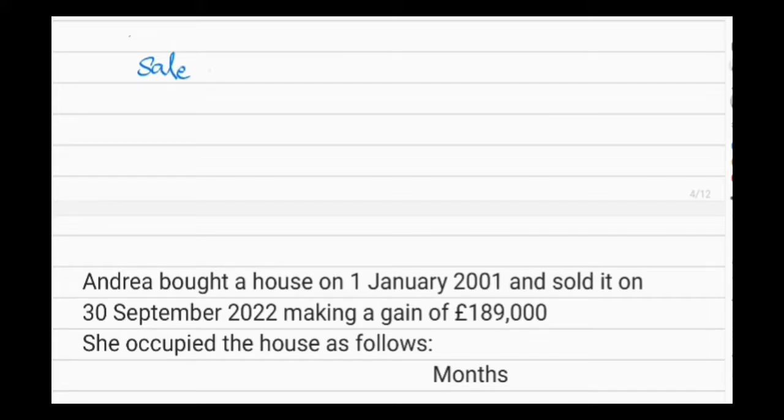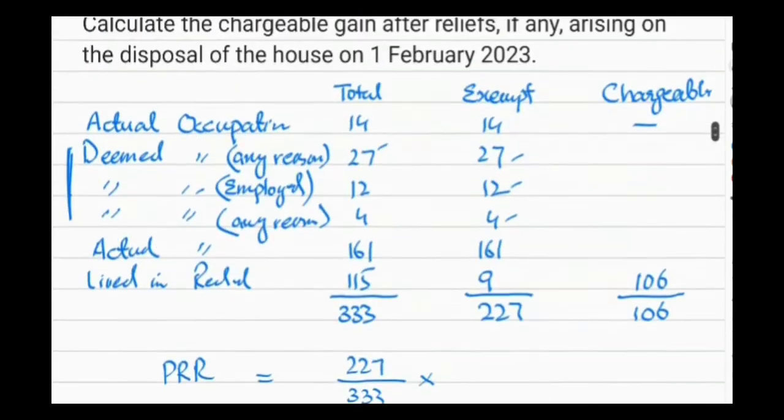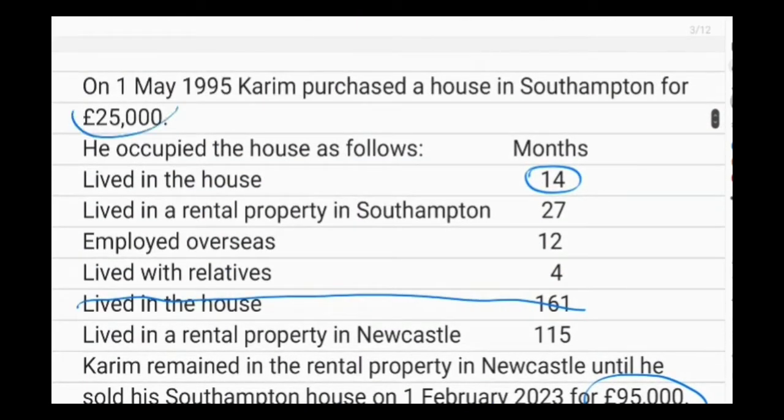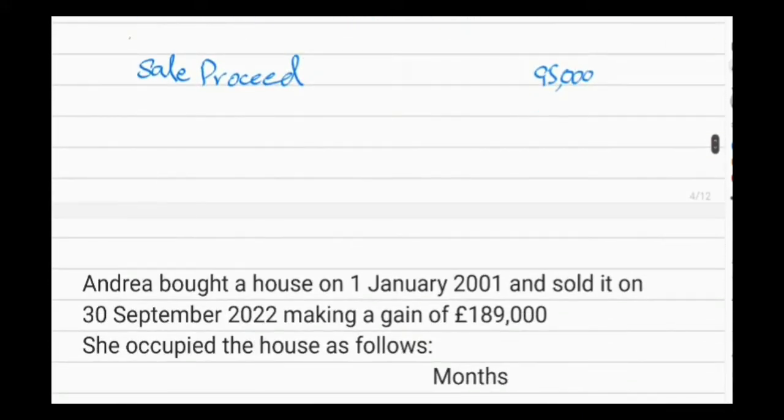It is a sale proceed of 95,000 as mentioned in the last lines there, and the actual purchase cost is 25,000. So it shows a gain of 70,000. So we have to deduct the PRR relief.